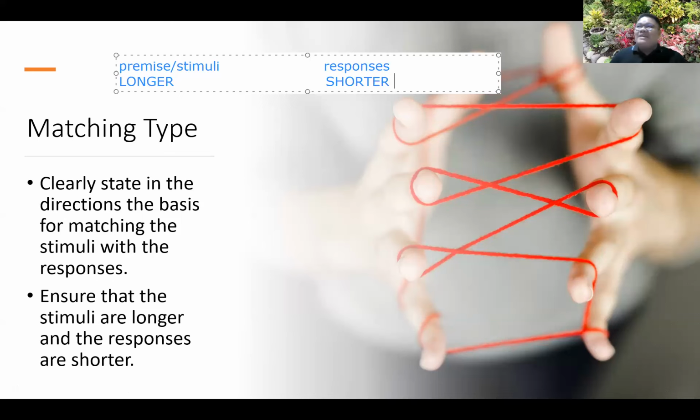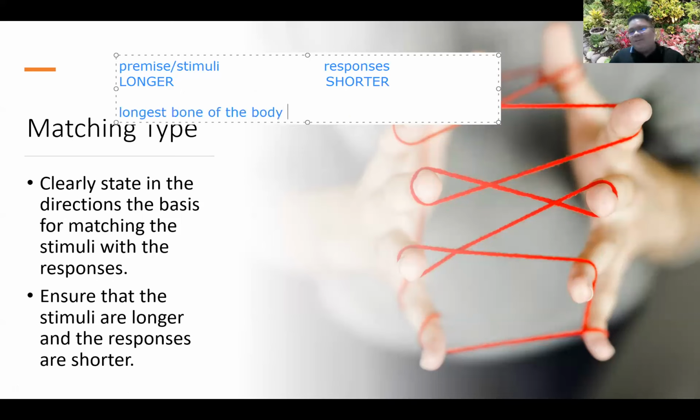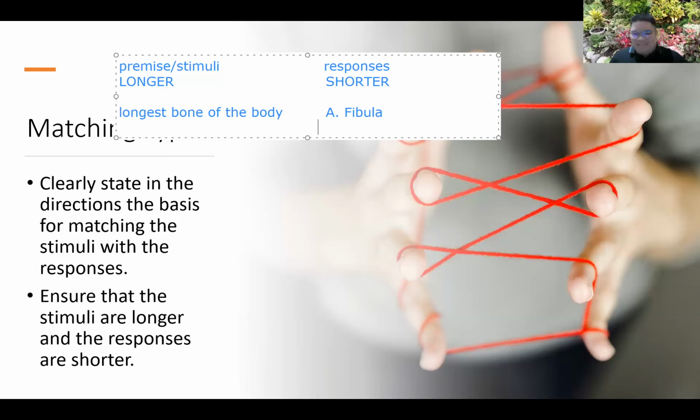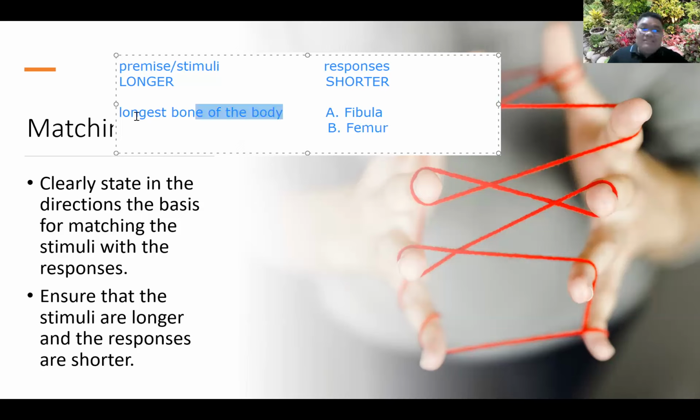What do we mean by that? For example, I will say, longest bone of the body. And then one of my choices here is A, fibula. Then B is femur. Then letter C, for example, is another bone. Class, the description is usually placed on the left side.